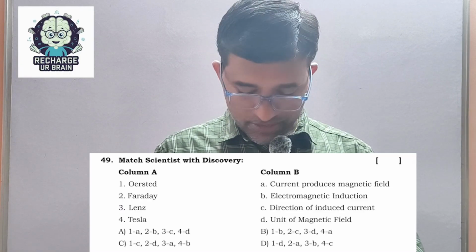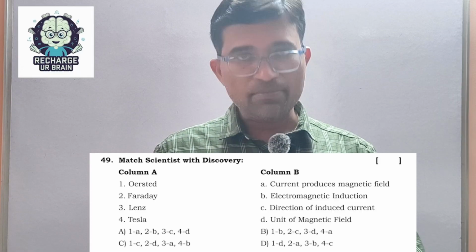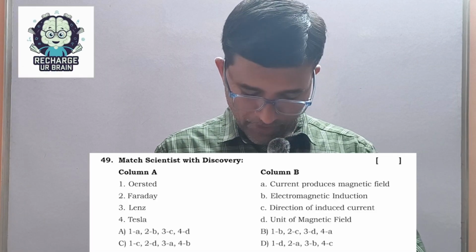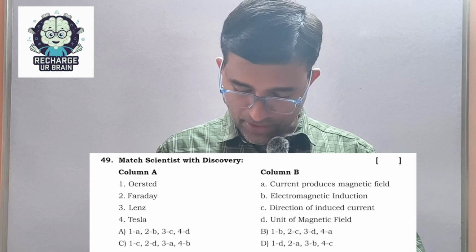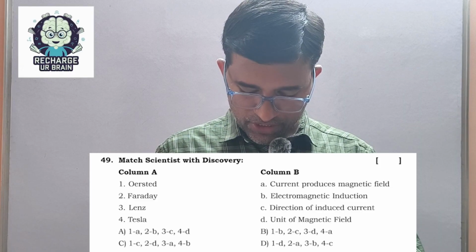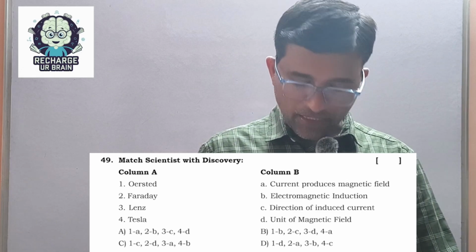And 49th bit. What is the 49th bit? We'll check with that. Match scientist with discovery. Oersted, current produces magnetic field. We know that we are having Oersted experiment, very, very important activity. And Faraday's electromagnetic induction. Lenz's law, direction of induced current. How the direction of the current will change. Tesla, unit of magnetic field. So for 49th one, the right option is A.